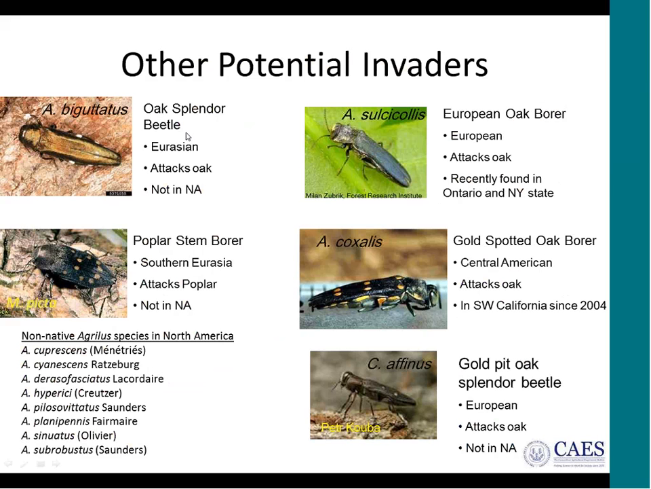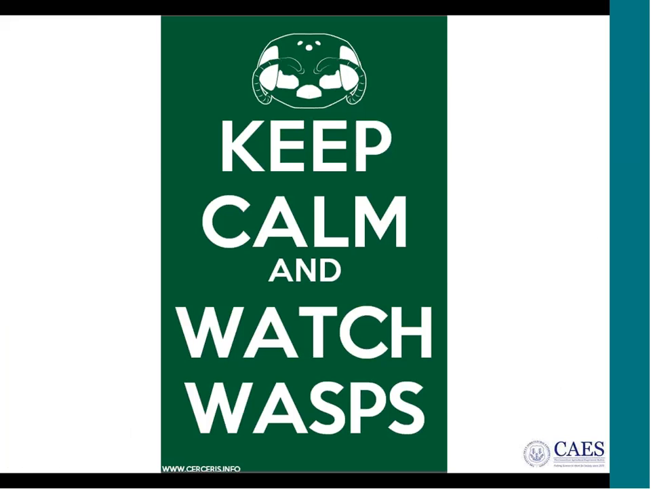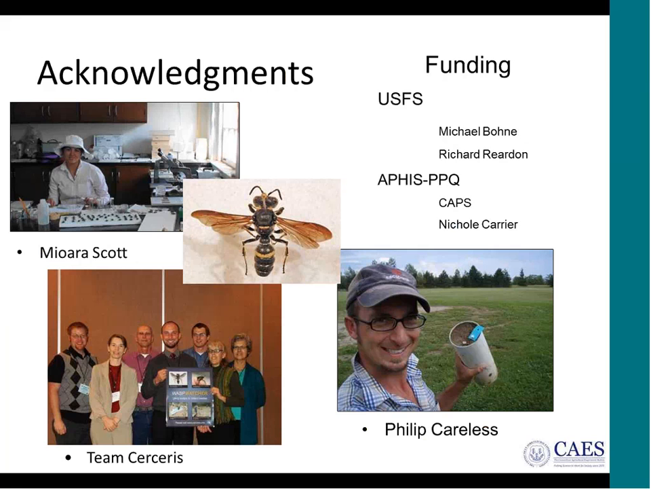And actually our CAPS money, the Cooperative Agriculture Pest Survey money that we're getting, is targeted towards Agrilus biguttatus, Phosocolus, and Coxalis. These are all pests of oak that we're looking for, as well as the emerald ash borer. And with that, I'd just like to acknowledge our funding from CAPS and from the Forest Service.